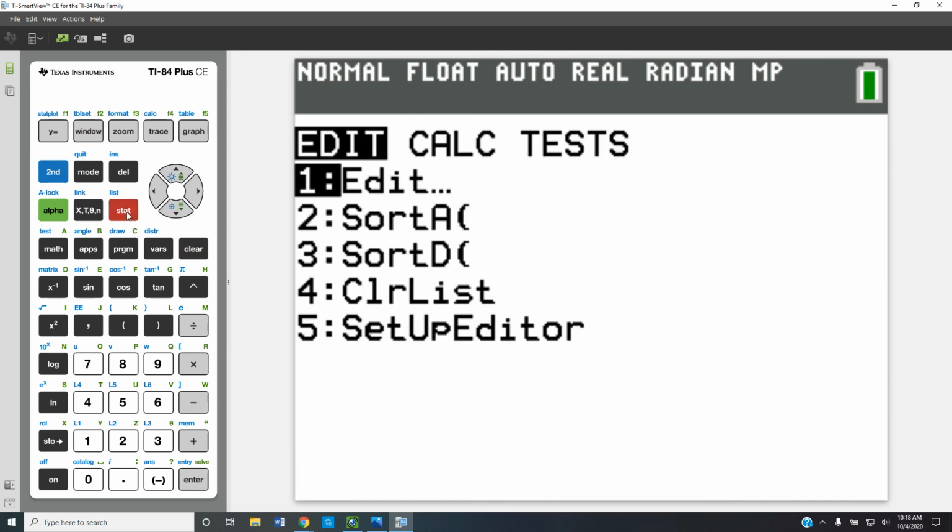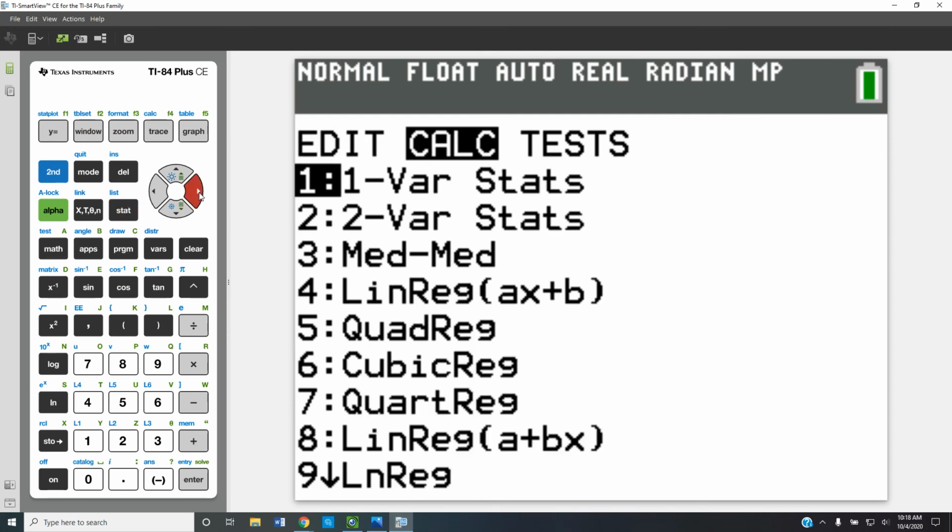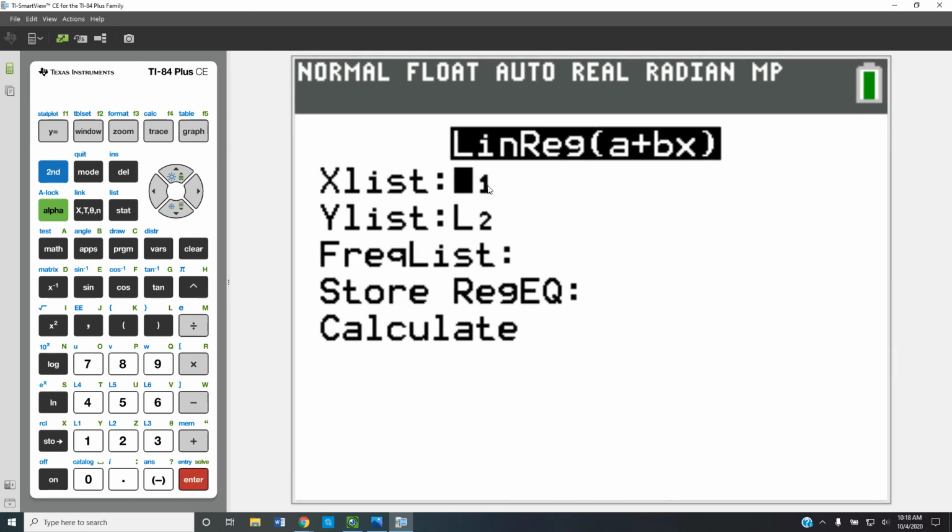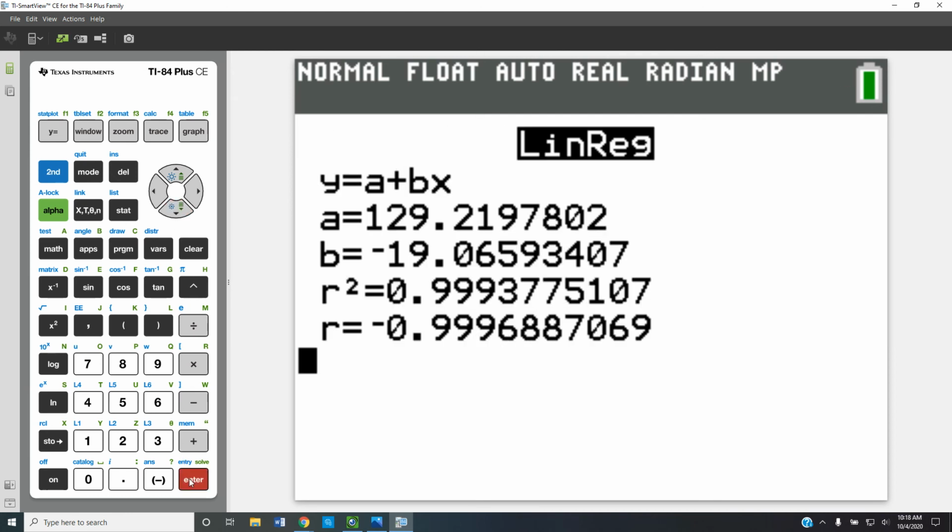I'm going to go to stat. I'm going to scoot over to calculate. I'm not going to run a 1 variable statistic. I'm going to go down to number 8. Look at number 8, linear regression A plus BX, exactly what we've been talking about for the past 30 minutes. Okay, A plus BX. I'm going to hit enter. I'm going to make sure it says L1 for X and it says L2 for Y. I'm going to scoot down and I'm going to hit the button.